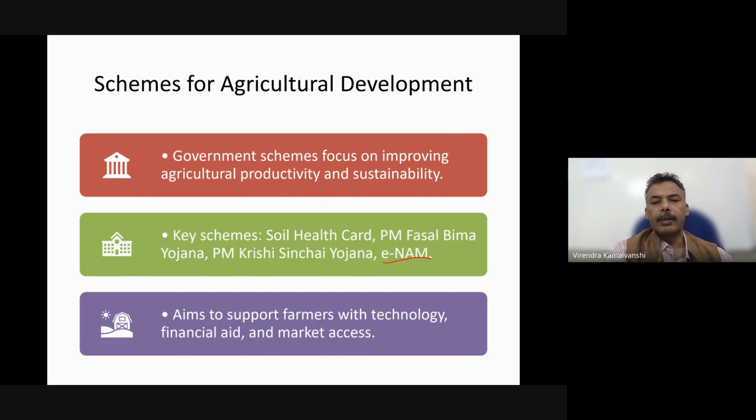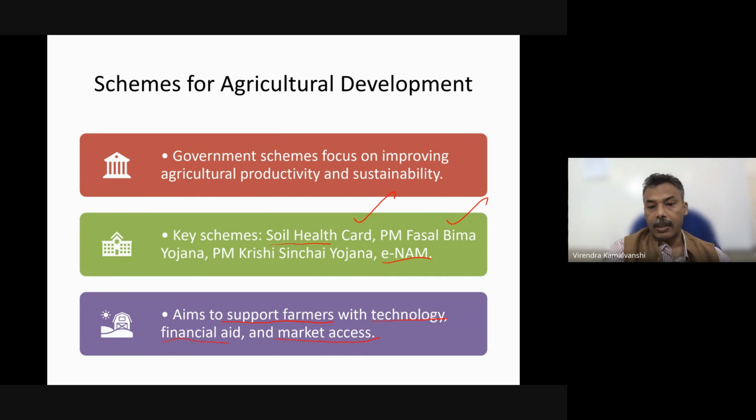Okay, so these are the indicators of soil health. With the help of the Soil Health Card, they can know what nutrients or micronutrients they require to put more as compared to others. Then insurance will give them some kind of security that even if there is crop failure, they will get something out of it. Okay, so everything is for the support of farmers with technology, financial aid, and market access.